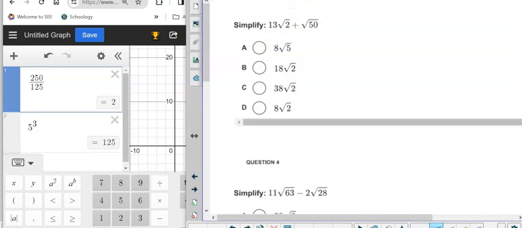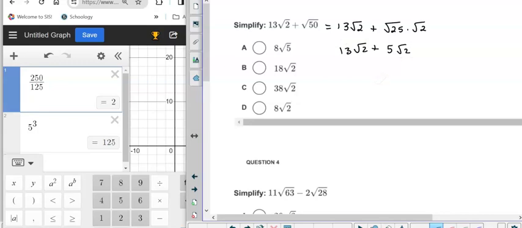For this one, I can only put the same radicals together, meaning I have to have the same number underneath the radical. So I'm going to have to break down, or simplify, 50. For 50, I can do square root of 25 times square root of 2, because 25 times 2 is 50. And then square root of 25 is 5. Bring down the square root.